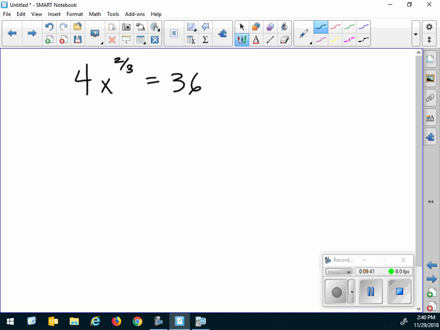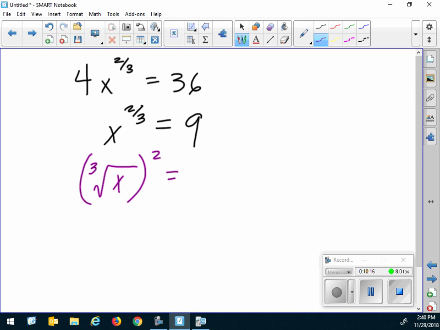So before we raise to any power or do any root, we got to get rid of that 4. Divide both sides. So I'm going to have x to the 2/3 power equals what? 9. All right. Now, again, I'm going to show you two ways, all right? How do I rewrite x to the 2/3 power as a radical? The cube root of x squared, right?